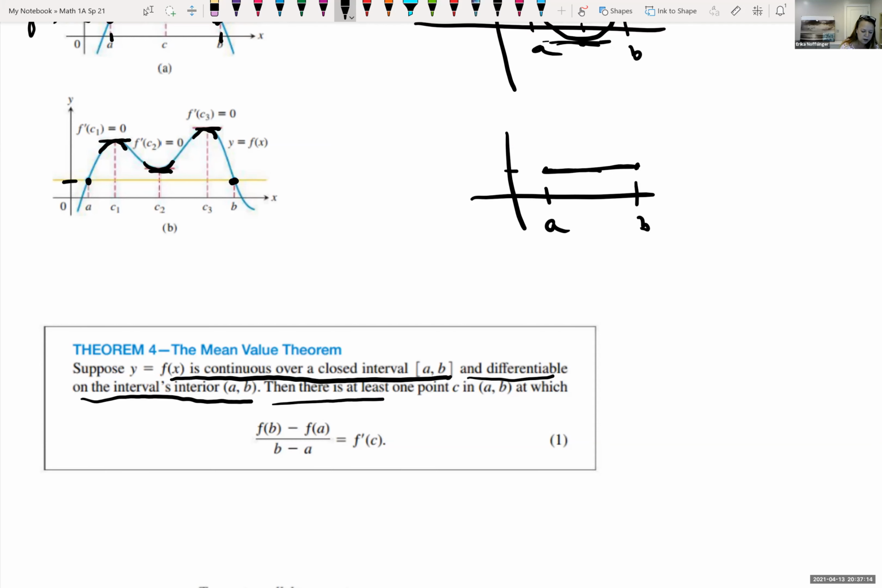Then there's at least one point c in that interval from a to b such that the slope of the secant line, this is just the slope between x equals a and x equals b, has to equal the slope of some interior value. So the slope of the tangent line: there's some x equals c where the slope of the tangent line at x equals c is the same as the slope of that secant line.